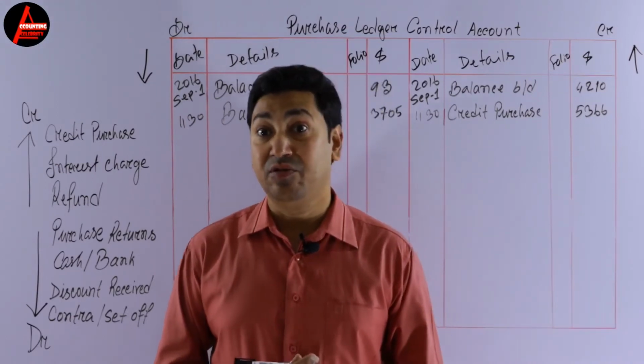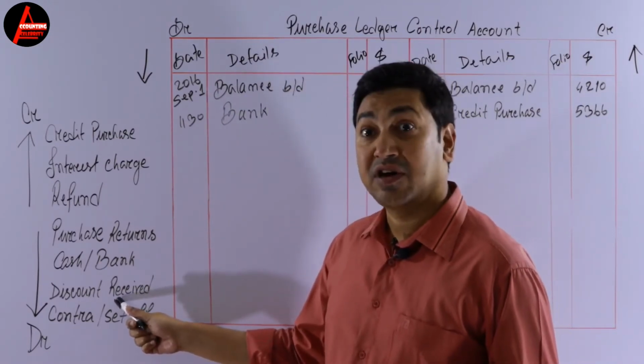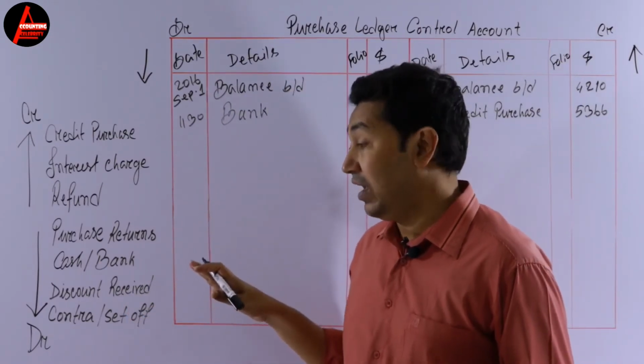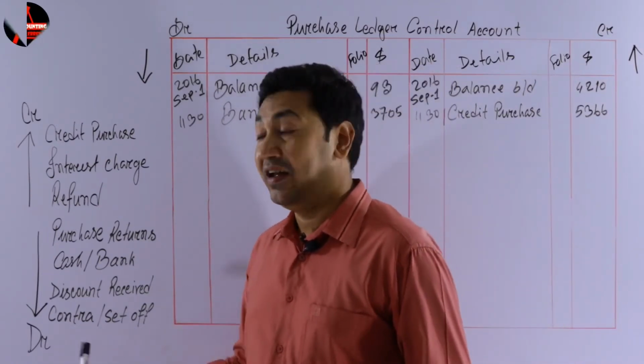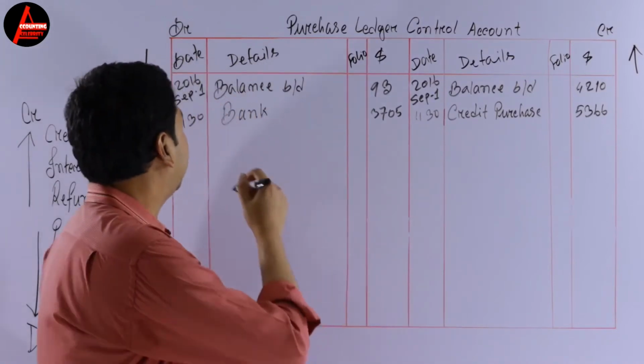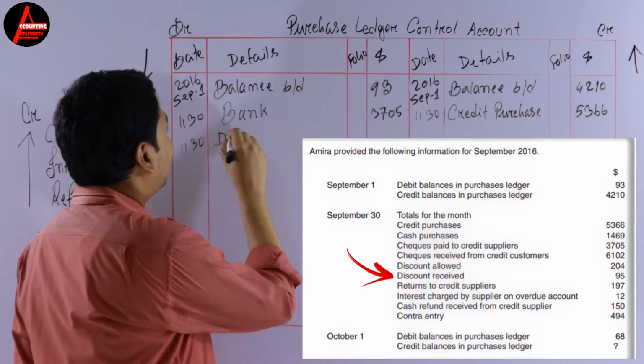Then discount received. Yes, discount received will come. What is discount received here? When you receive discount, your trade payable will be decreased. In this case you have to record in the debit side. So let us write same date, discount.